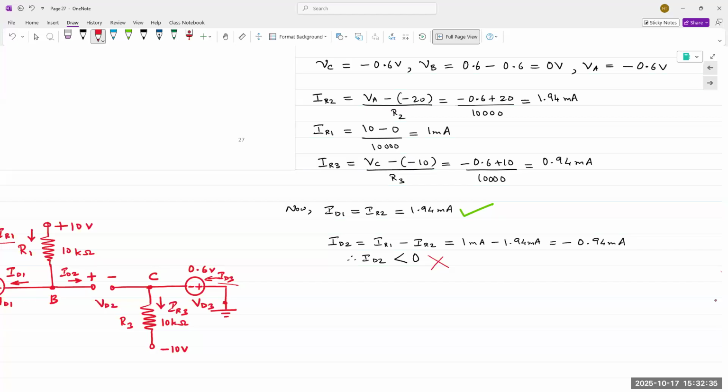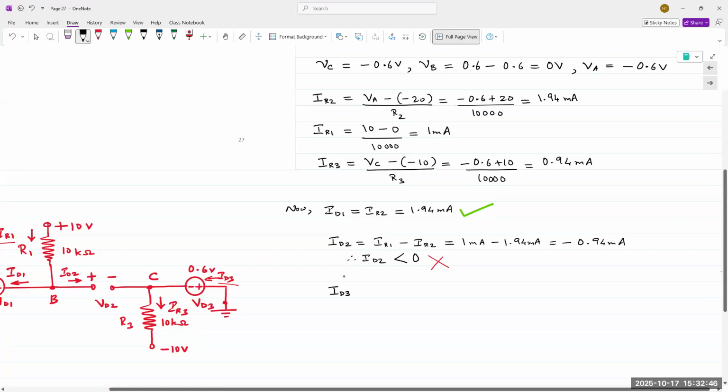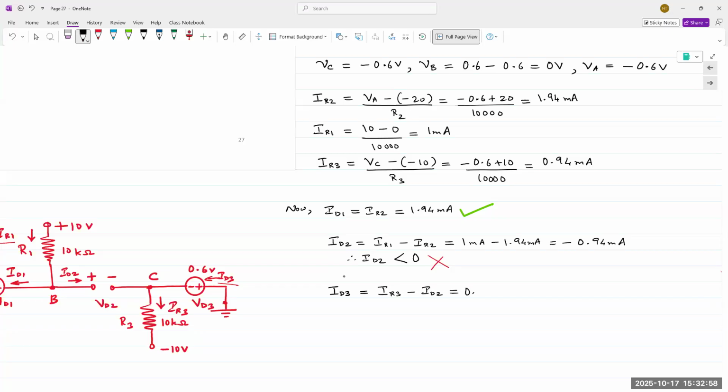So at this point, if I was solving a circuit, I may or may not proceed. But since we are trying to solve this for the benefit of the students, let's go ahead and calculate ID3. And ID3 would be IR3 minus ID2. So this will be 0.94 minus of minus 0.94. So the sum current turns out to be 1.86 milliamps.